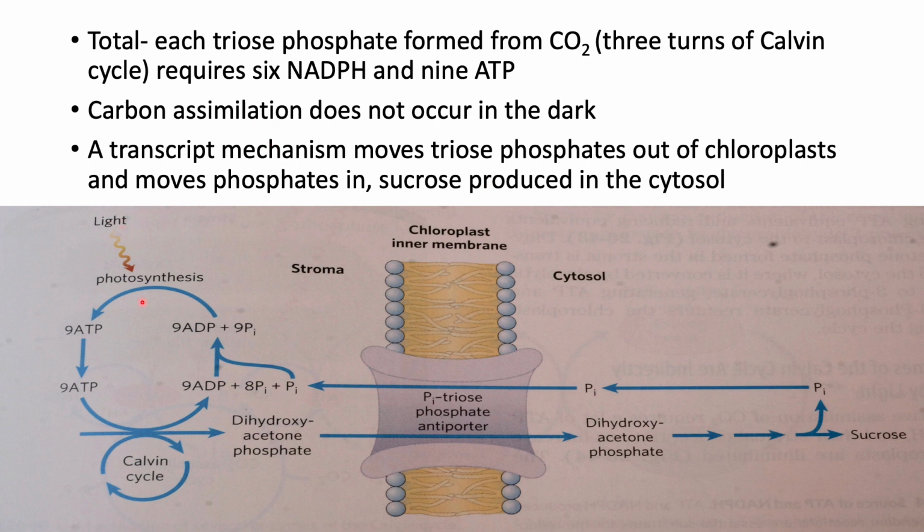So photosynthesis occurs here. You have 9 ATPs. The Calvin cycle generates dihydroxyacetone phosphate. ADPs are produced here. These cycle, so there's an energy cycle of ADPs and ATPs here. Photosynthesis is at this point. The Calvin cycle produces carbohydrate, and this carbohydrate is moved out through a triose phosphate antiporter. Phosphate replaces dihydroxyacetone phosphate, and this goes on to produce sucrose.